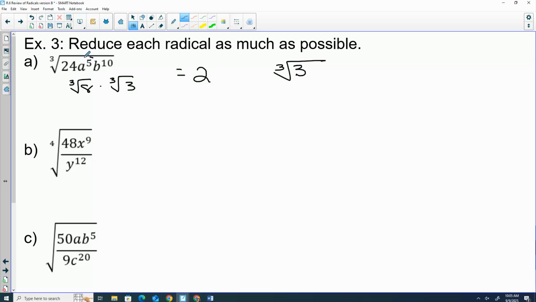If we have 5 a's, how many groups of 3 can be formed? 1, with 2 left over, so the a squared stays under. If I have 10 b's, how many groups of 3? And that would leave us with 1 b remaining in the radical.